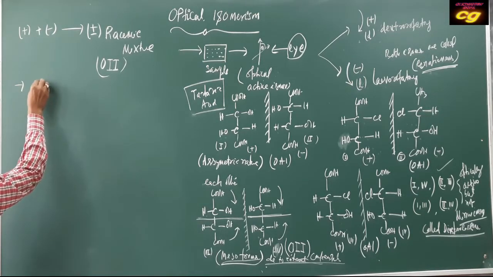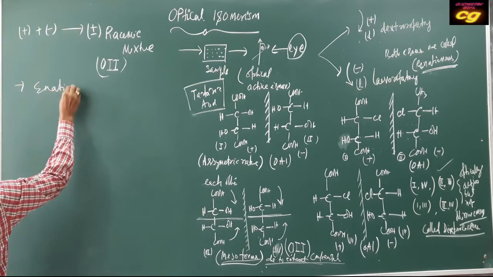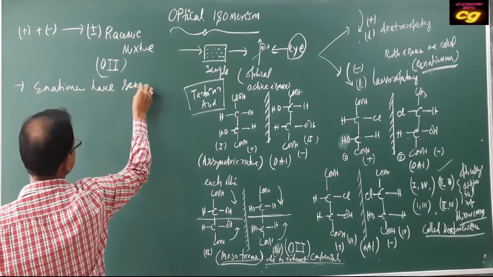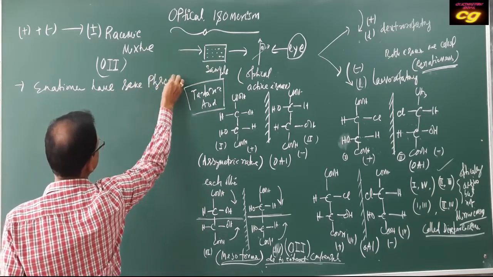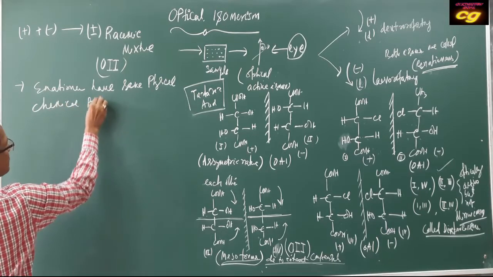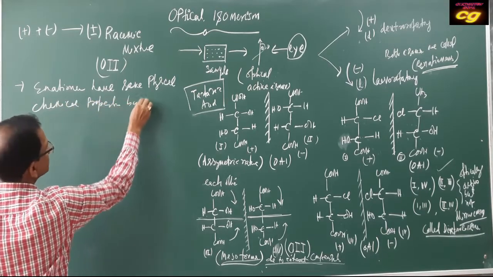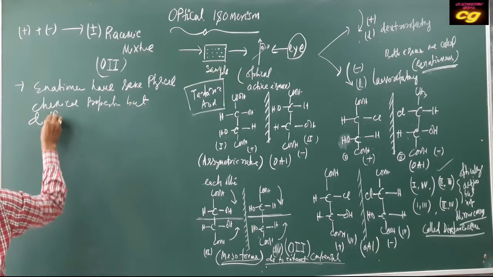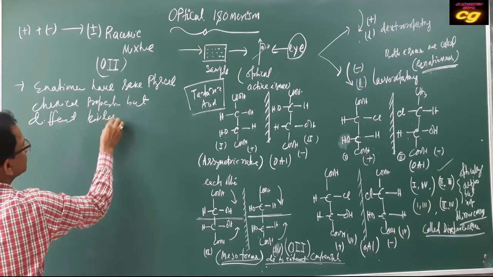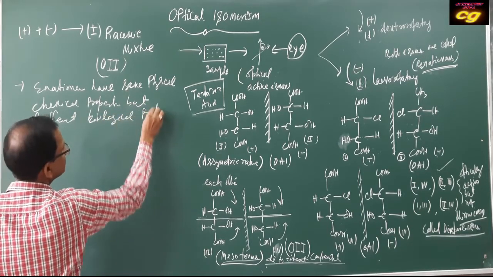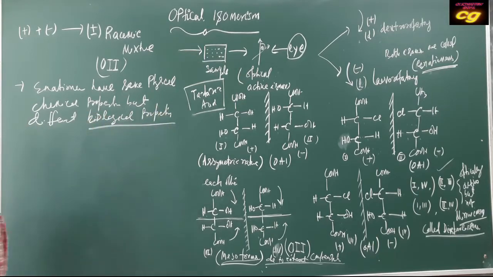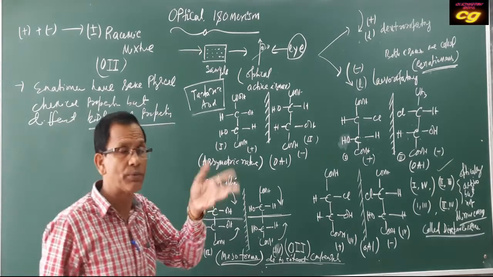Enantiomers have the same physical and chemical properties but different biological properties. Biological properties are different for enantiomers.